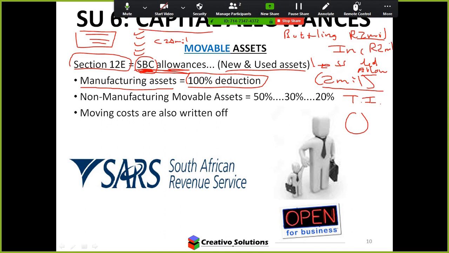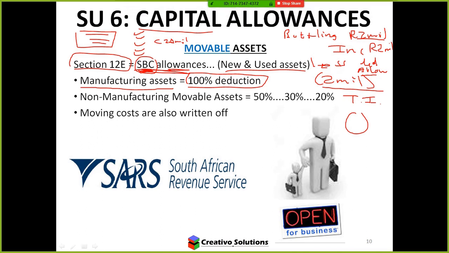And they're only applicable for businesses. This doesn't apply to individuals, okay? It only applies to businesses. When I say a business, I'm referring to a sole proprietor, a partnership, a CC, a company. Any business that meets the criteria in terms of an SBC will make use of this massive benefit. Section 12E says if it's manufacturing, claim all of it.